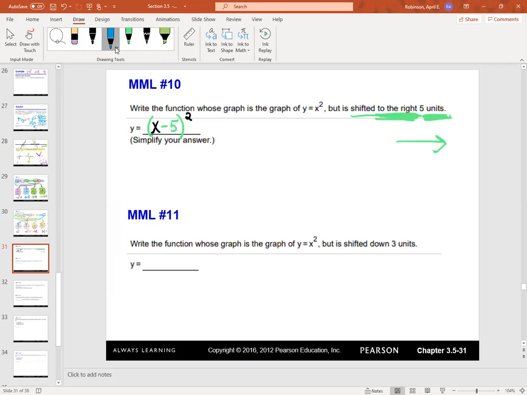The next one says, same function, y equals x squared, but is shifted down 3 units. You're going down. So that means you're just going to take the x squared, and then to shift it down, you'll put a -3 tacked onto that. Not inside parentheses. It's x squared minus 3. Just take the x squared and go down 3.